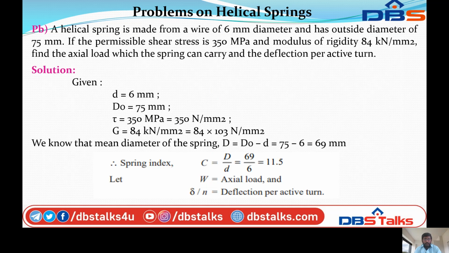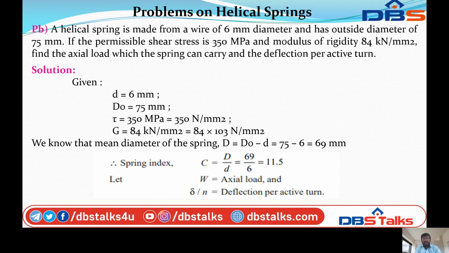Next problem. The helical spring is made from the wire of 6 mm diameter and has outside diameter 75 mm. If the permissible shear stress tau is equal to 350 megapascal and modulus of rigidity G is equal to 84 kN per mm square, find the axial load the spring can carry and the deflection per active turn.